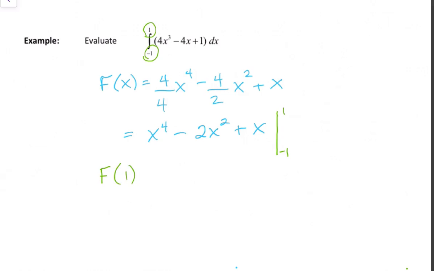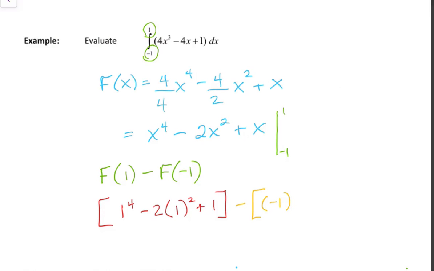Now, the fundamental theorem of calculus says that I start by replacing in that antiderivative the upper limit of integration, the 1, and I'm going to subtract from that what I get when I replace all of those variables with -1. So from here on out, it's substitution and arithmetic. So let's go through and see what this looks like. So if I replace in my 1 everywhere I see an x, I'm going to have 1 to the fourth power minus 1 squared plus 1. And then I want to subtract from that, replacing all of those x's with -1. So I'm going to have -1 to the fourth minus 2 times -1 squared plus -1.